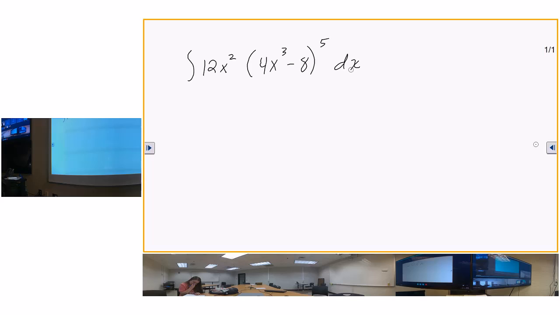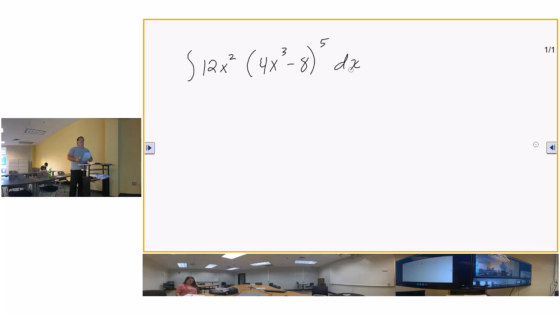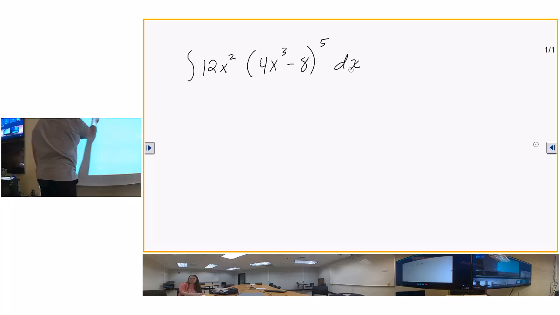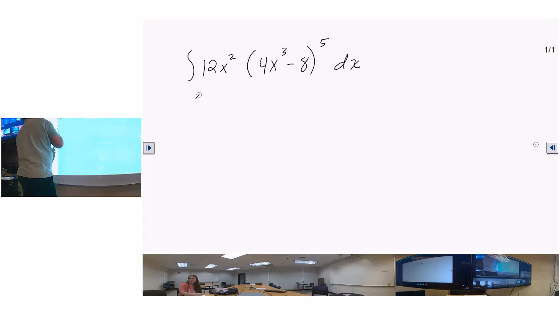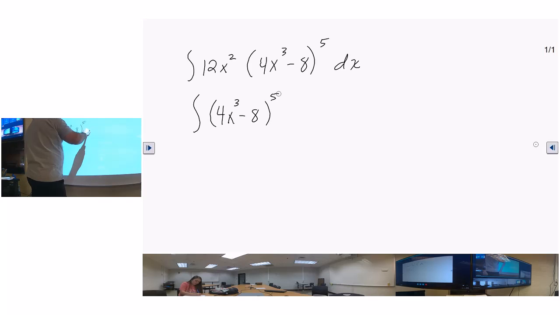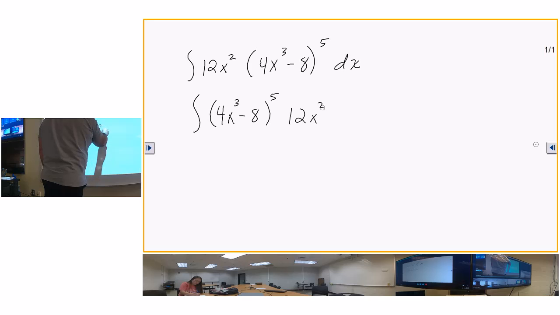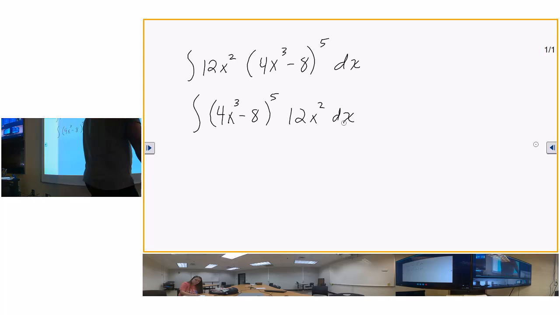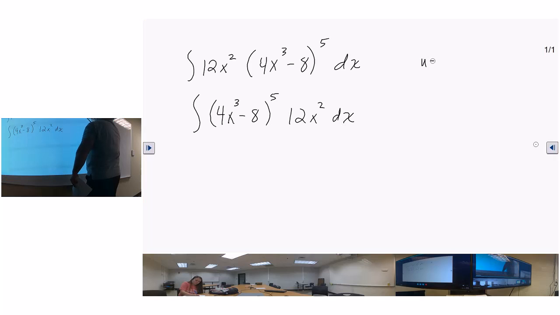Okay, so find a u. I would make u equal to what's in the parentheses. And I'm going to rewrite this because I want to put this number right here over here. So I'm going to rewrite this and say (4x^3 - 8)^5 times 12x^2 dx. So u is equal to 4x cubed minus 8.